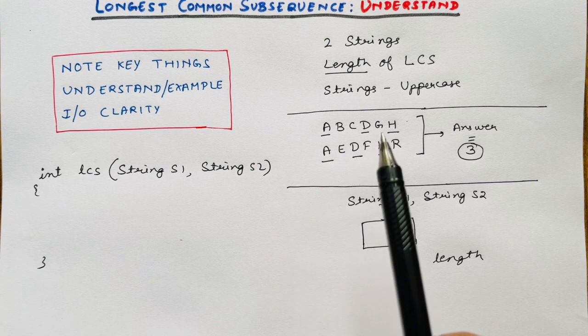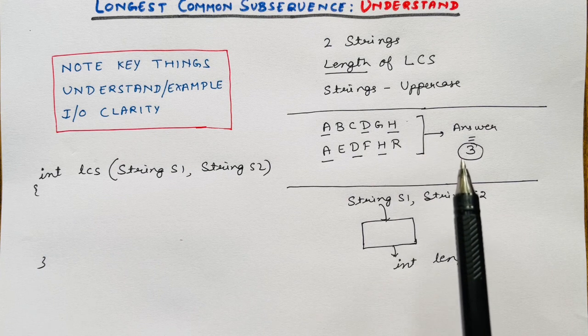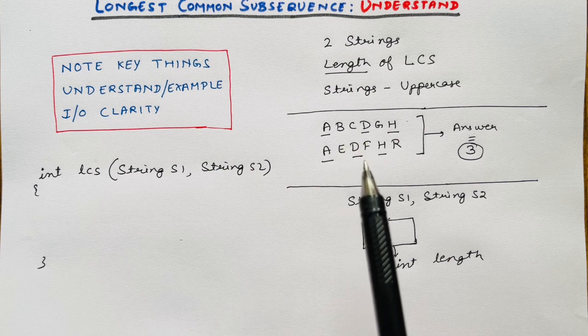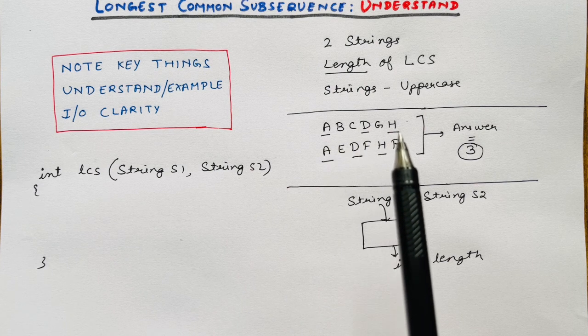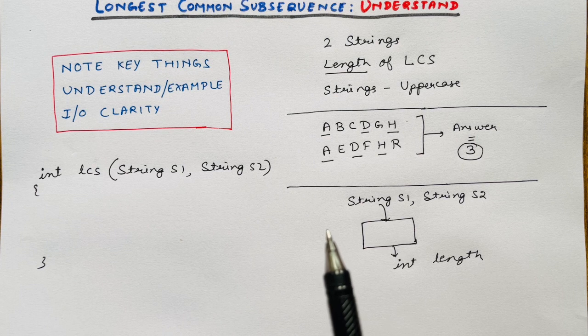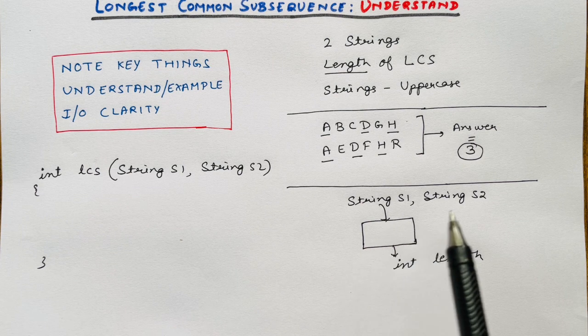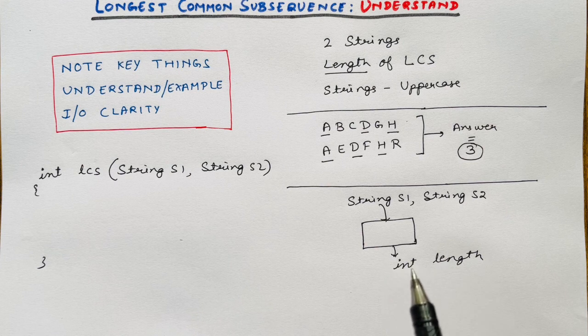So if we consider this example, these are the two strings that we have been given. And the answer to this is 3. Why? Because the longest common subsequence in both the strings is A, D and H, which is of length 3. So if we consider our solution as a black box, we are getting two strings as an input and we have to return the length, which is an integer. So what will our function signature look like? Our function signature will look something like this.